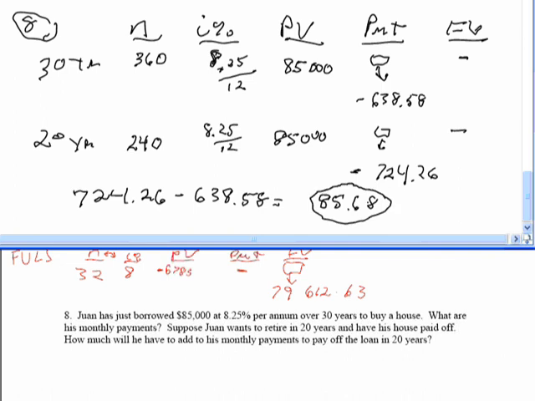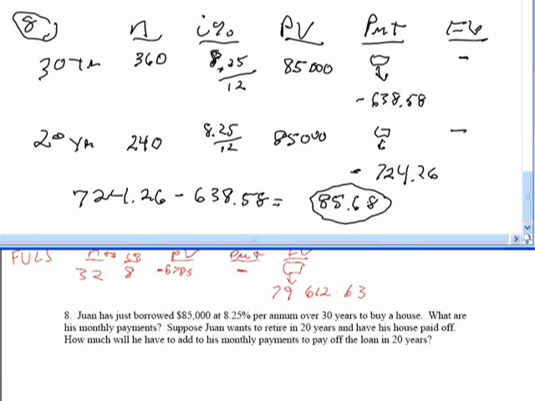Remember to always answer the question that the problem is asking. We had to calculate two different numbers, but neither of those numbers were the answers to the problem. The answer to the problem is the difference between those two numbers, or $85.68. So if Juan takes out the 30-year mortgage and he wants to pay it off in 20 years, what he'll have to do is add $85.68 to each of his monthly mortgage payments, and then at the end of 20 years, his 30-year mortgage will be paid off in full. He'll have a zero balance. So Juan just converted a 30-year mortgage to a 20-year mortgage by himself by just adding $85.68 to each mortgage payment.